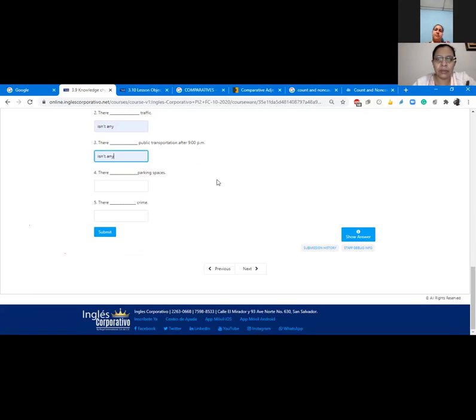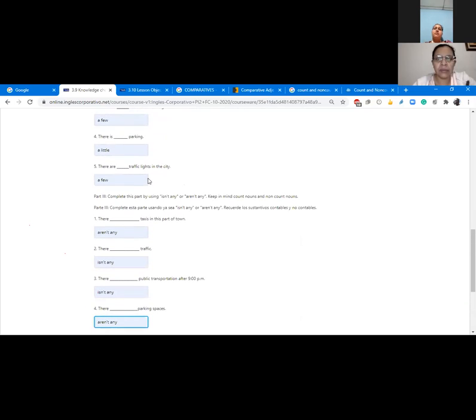Number four. There aren't any. Aren't any. Remember what we saw in the previous one. Here it says there is a little parking. And here there are any parking spaces. Now we're talking about the spaces, okay? Plural. This one is countable, and this is not countable. This is the area where you put the cars, and these are the spaces in the area of the parking.